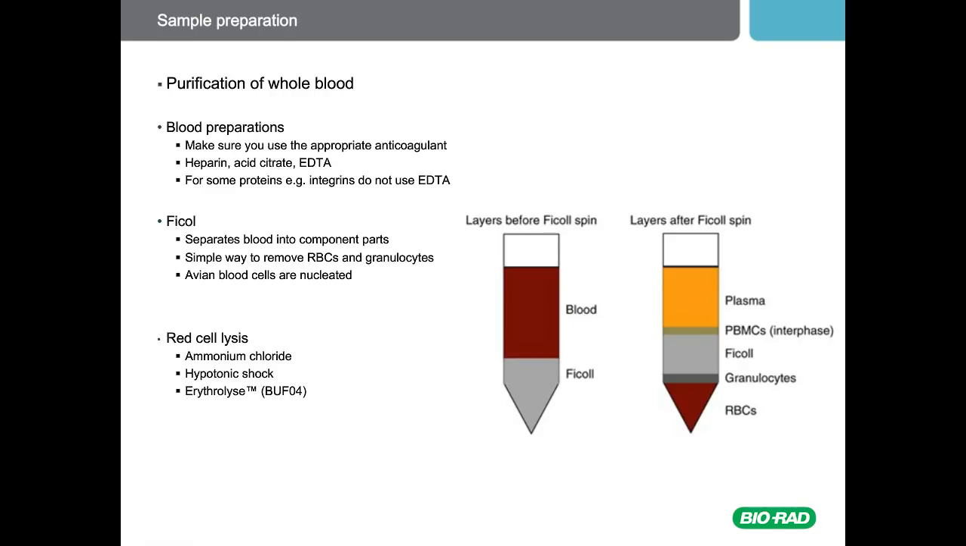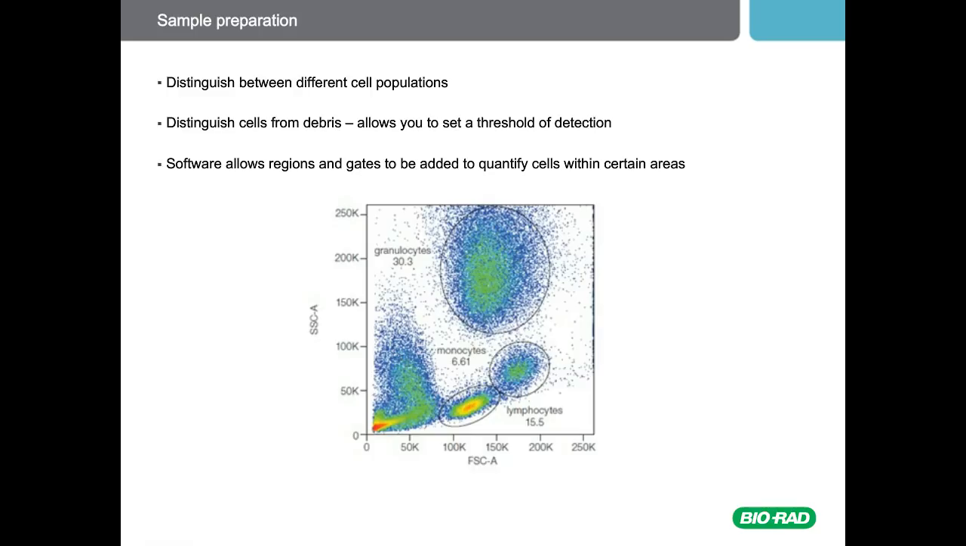Here is an example of the type of dot plot that can be obtained from whole blood that has been lysed to remove the erythrocytes. It is easy to distinguish between different cell populations based on the forward and side scatter. As can be seen on this plot, the lymphocytes, monocytes and granulocytes have been identified and gates placed around them.